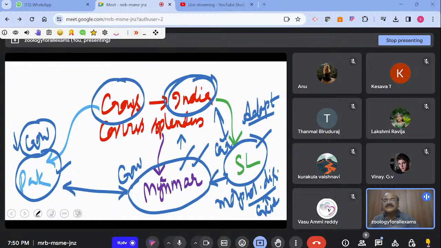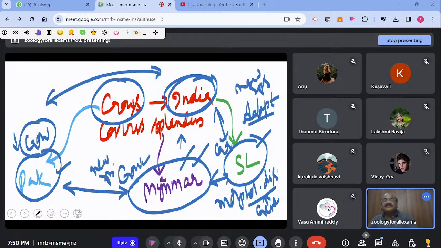And scientists said that the one that lives in Myanmar is a new species. Another said that the one living in Sri Lanka is also a new species. Whereas the ones present in India and Pakistan are almost the same. The difference is very minor, and we cannot distinguish between them. They are said to be the same species. So based on morphological features, they are saying that there are three different species.